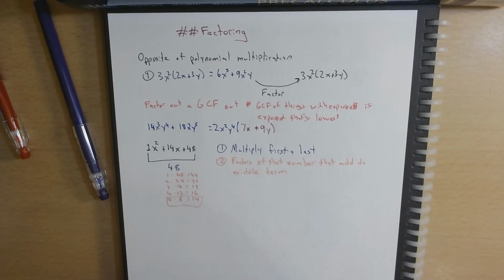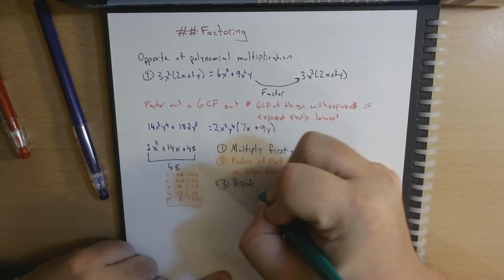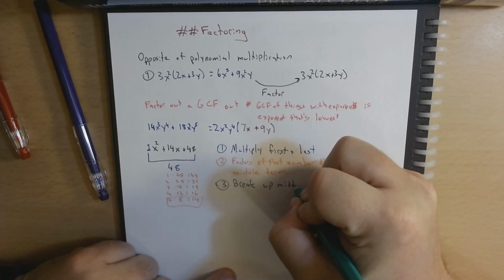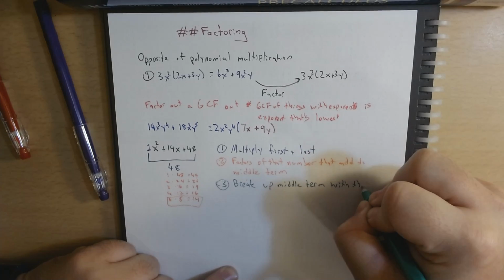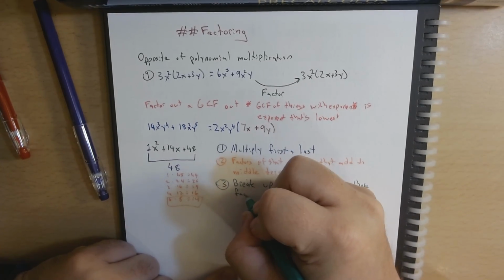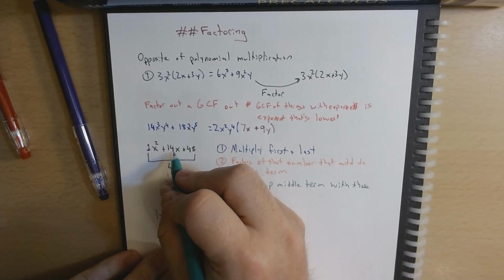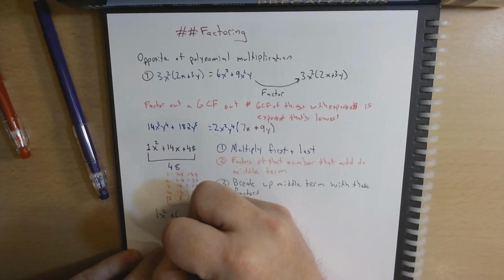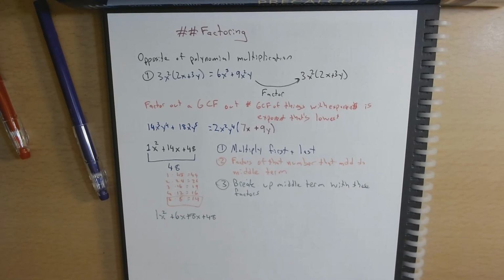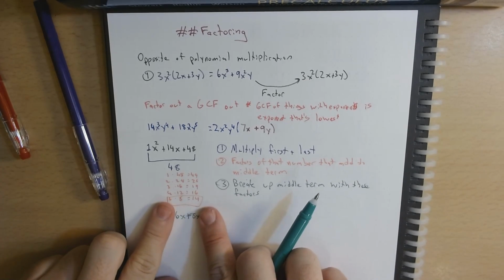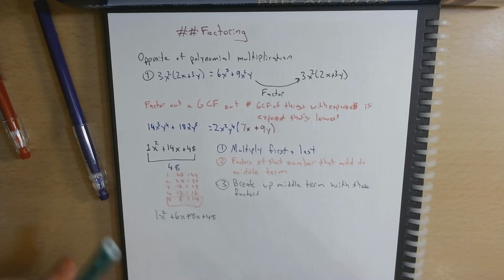Then you're going to break up that middle term with those factors. So basically you're going to put 1x squared, but instead of 14x, you're going to write plus 6x plus 8x plus 48. You're allowed to do that because we haven't actually changed anything. That's still 14x in the middle. We just broke it up into two separate terms.